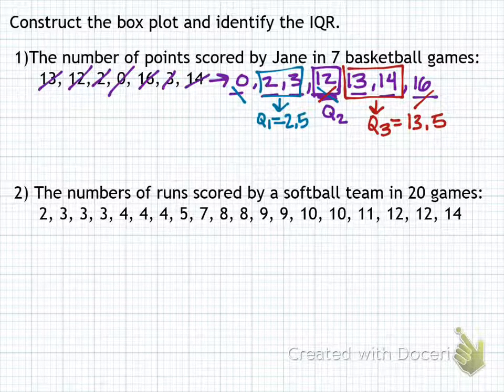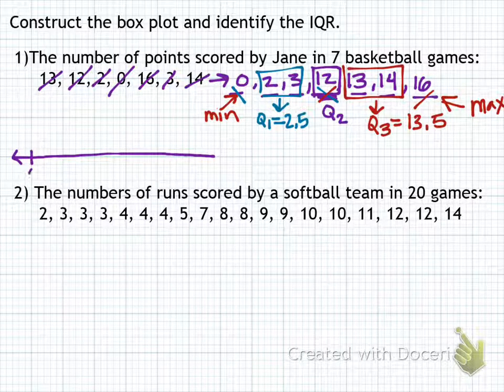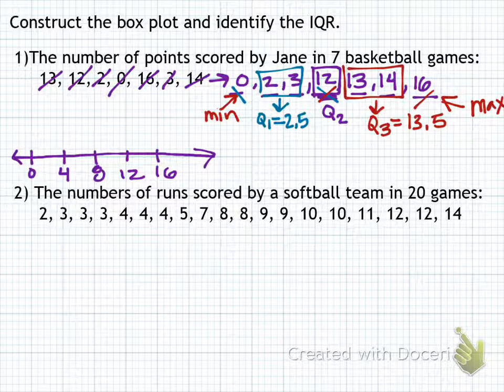Now for my box plot, I just need to know the min and the max. The min here is just 0, right? And then the max would be 16. So I'm going to make a number line. I want to make sure I have at least the values 0 through 16. So I'll make my number line like this, and I'll go, maybe by 4s. That kind of breaks it up nicely. So I have 0, 4, 8, 12, and 16. This is just my number line, okay?